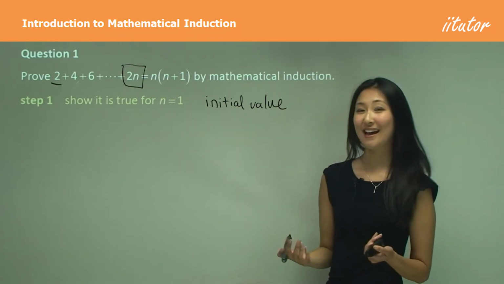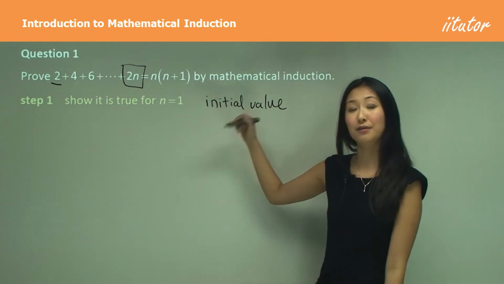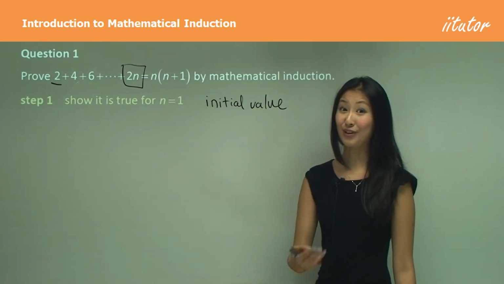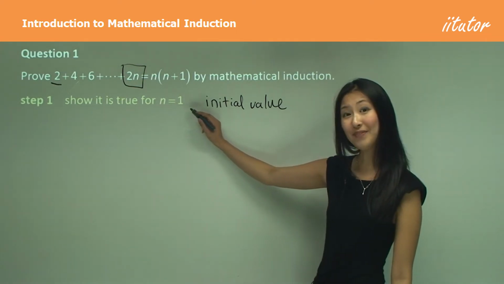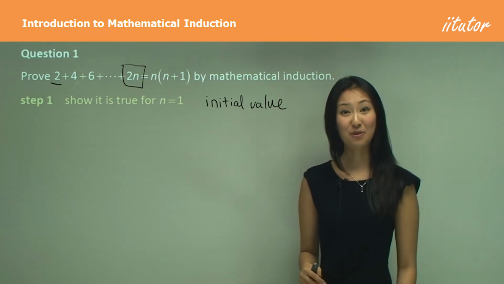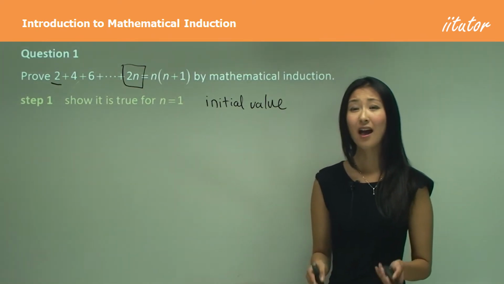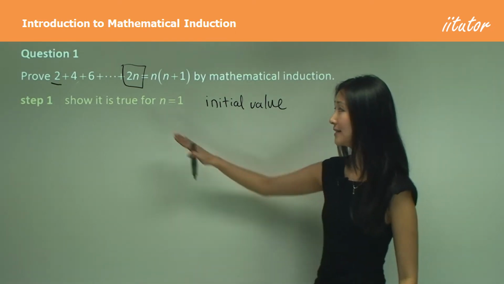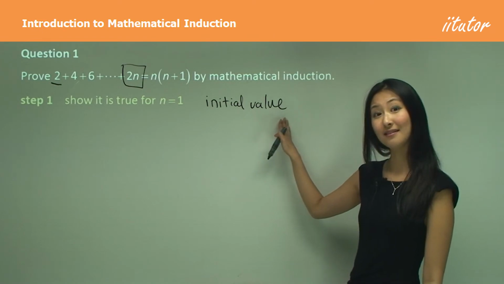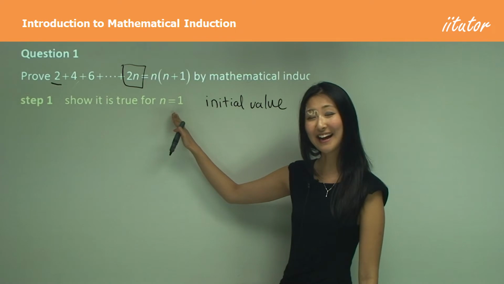So why I'm saying this is because I want you to know that n can be 0 or 1 or 2 or any number. Now, 90% of the questions that we go through are going to use n equals 1 in the first step. So it's really easy for students just to assume that it's always going to be n equals 1. So I don't want you to make that mistake. I want you to remember that step 1 is to show it's true for the initial value of n. And then we need to always work out what that n value is, okay?